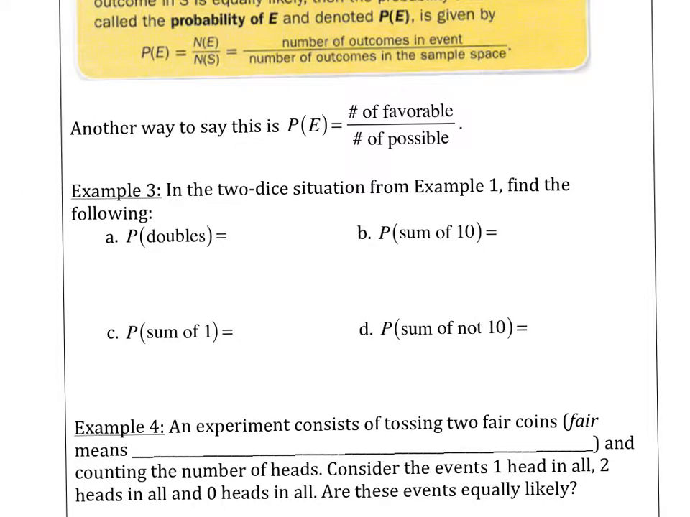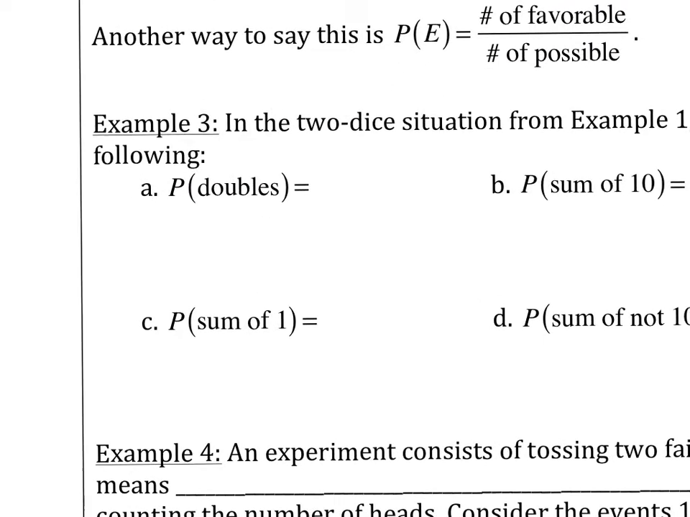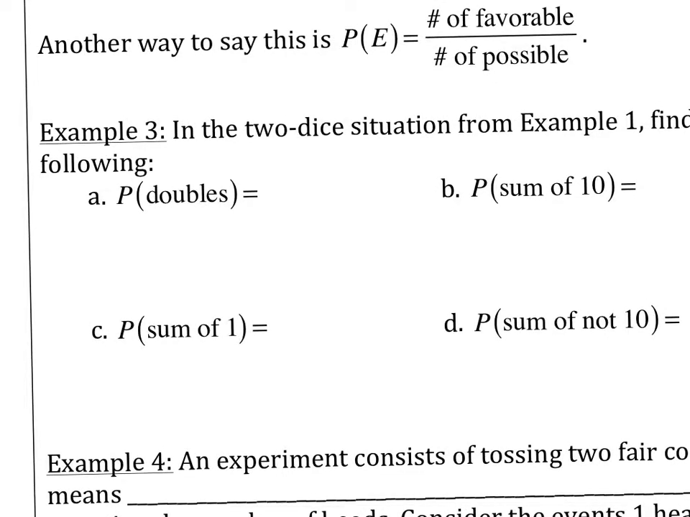All right, so let's just see here. In the 2 dice situation from previously, we're going to find the following. What's the probability of getting doubles? Well, in order for us to answer that question, we have to know the number of doubles over the number in the sample space. Now, we already know the number in the sample space. We counted it previously to be 36, from 1,1 all the way to 6,6. And the number of doubles, all we have to do is go count that. When we count up our doubles, 1,1, 2,2, 3,3, etc., there are 6.